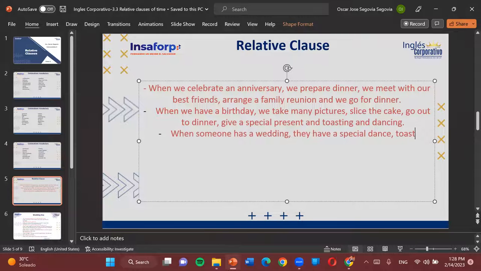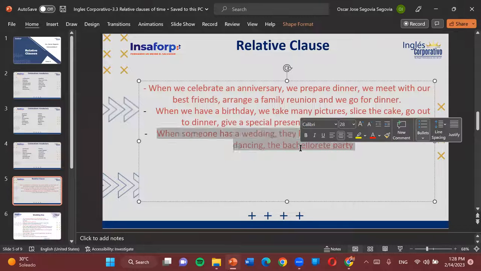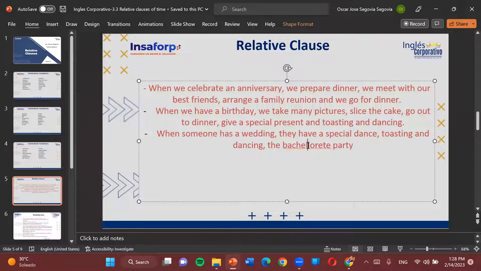Bachelorette party. The bachelorette party. Mm-hmm. Toasting and dancing. We're gonna copy from the birthday. The bachelorette party. Okay, so I think that's the way. Ah, bueno, igual así se quedó porque no tengo el mouse. Okay, so the bachelorette party. Aquellos que se lo preguntan, esa sería la despedida de solteros o de soltera. En cualquiera de los casos.